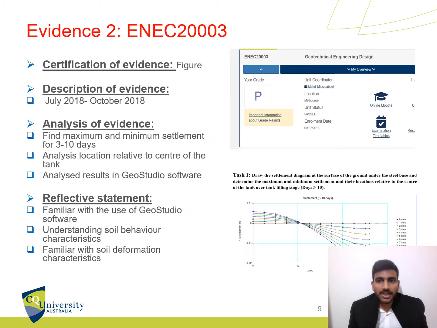So this is the geotechnical engineering design unit evidence. As you can see on the screen, I passed this unit, and also in the second picture, as you can see, the result of the GeoStudio software. In this task, I found maximum and minimum settlement for 3 to 10 days. Also, I analyzed location relative to the center of the tank. Also, I analyzed the result in the GeoStudio software. After completing this unit, I became familiar with the use of GeoStudio software, as well as I understand soil behavior characteristics, and also I am familiar with the soil deformation characteristics as well.